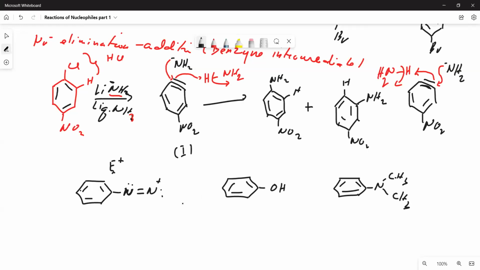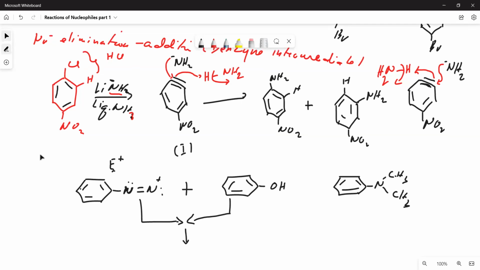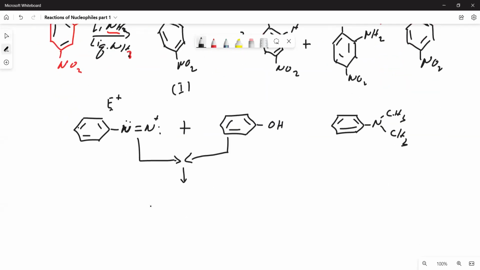So if you react this, this will produce a very important commercial product, and you call this dyes. Dyes are colored, they vary in colors, and the variation in color is due to the conjugated double bonds. You know what are conjugated double bonds? You have double, single, double. Look at this product here.